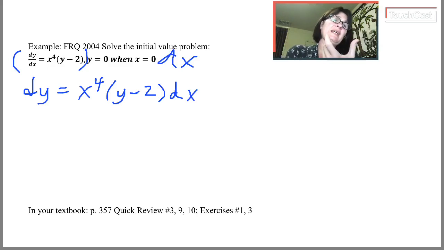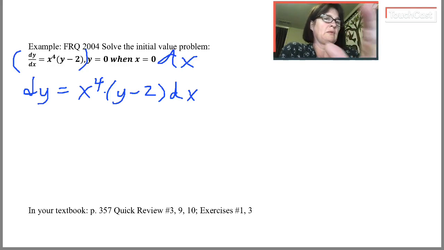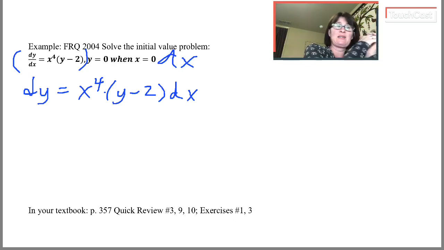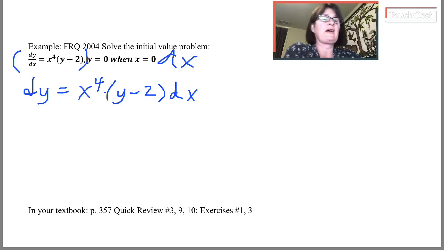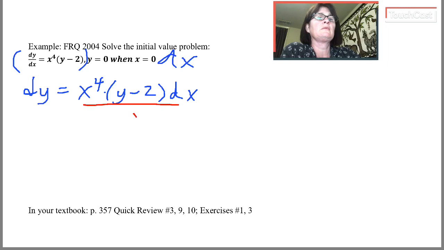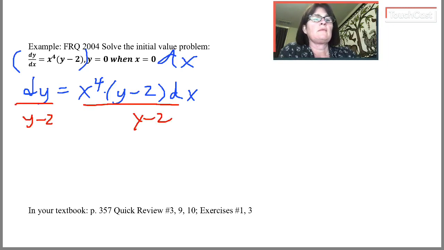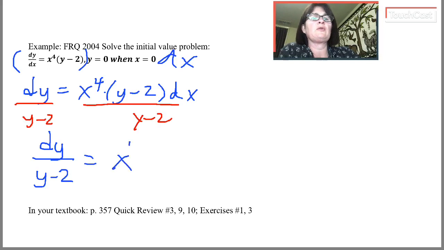And then I want to undo anything on the right that has a y in it. So I see y is having 2 subtracted, and that's collected together with a grouping symbol. So to make that y completely leave the right-hand side, I'm going to divide both sides by y minus 2. This leaves me with dy over y minus 2 equals x to the fourth dx.